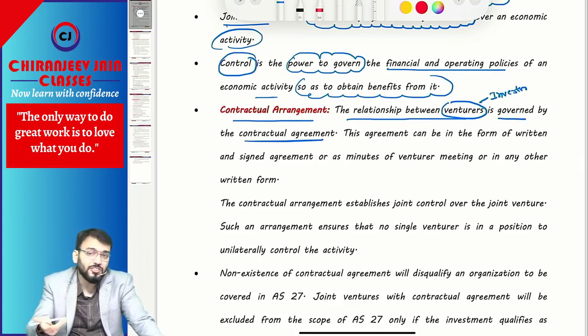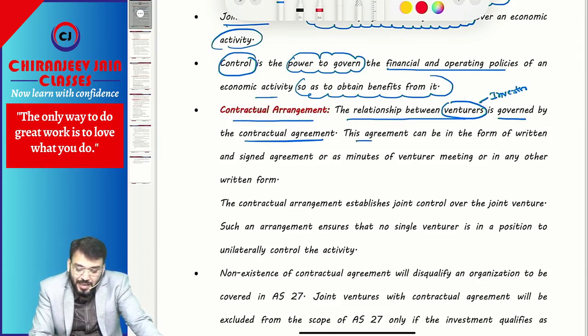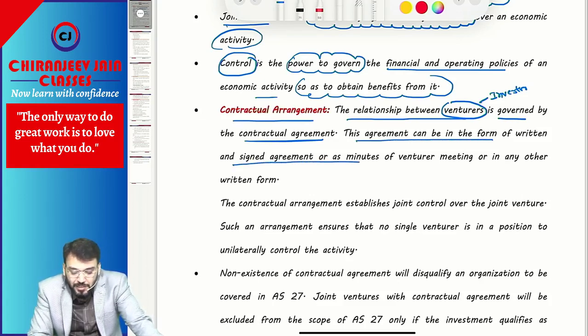The terms and conditions you have done in the partnership act, the partnership agreement. All the terms and conditions are written where? In the agreement only. So if you are carrying on some economic activity, of course there will be some agreement. The agreement will define the terms and conditions, who will contribute how much, what will be the profit sharing ratio. All these terms will be defined there. The agreement can be in the form of a written and signed agreement or as a minute of venture meeting or in any other written form. So normally it should be in written form.